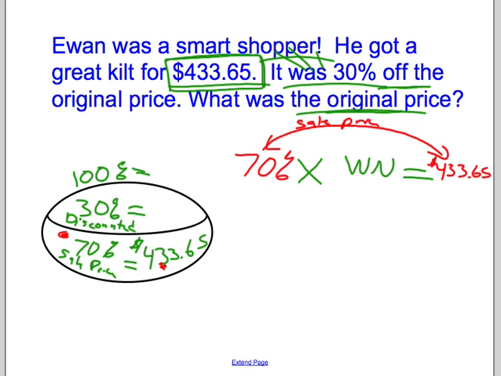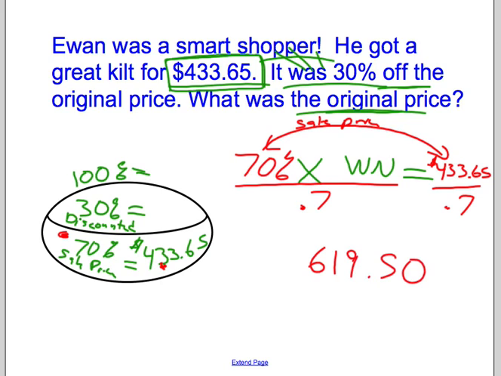The original price is the beginning number, the total, the starting number. So we solve that by dividing by 70%, which is 0.7 as a decimal. Use your calculator on that. $433.65 divided by 7/10 equals $619.50. That's the original cost, what it cost to start off with. That matches up with our 100% then.